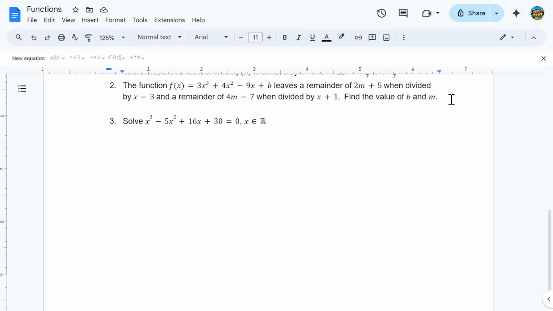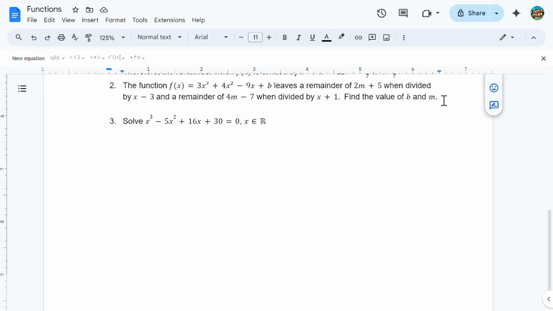The function f of x equals 3x to the power of 3, which is 3x cubed, plus 4x squared, minus 9x plus b, leaves a remainder of 2m plus 5 when divided by x minus 3, and a remainder of 4m minus 7 when divided by x plus 1. So we must find the value of b and m. So, how do we solve this question?